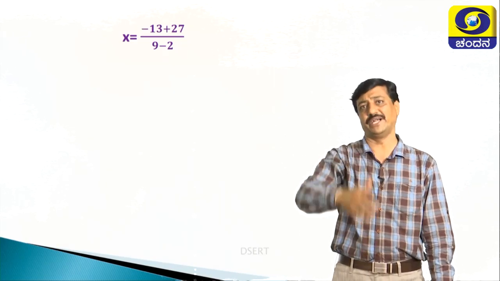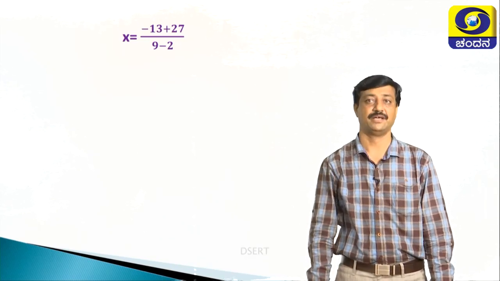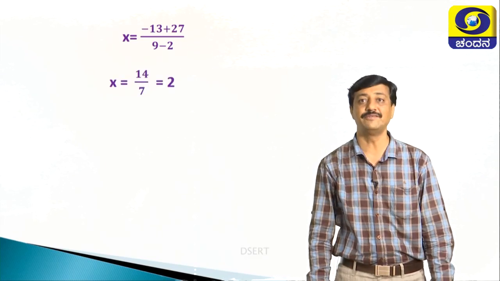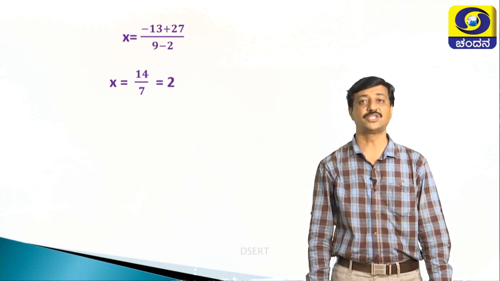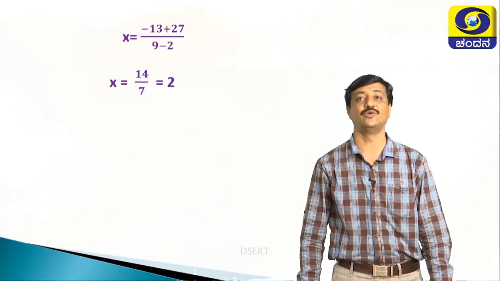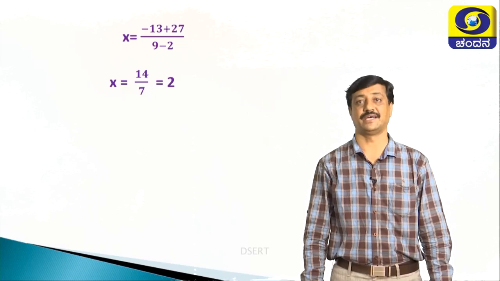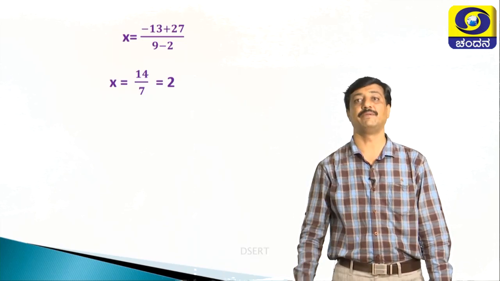Just look at the numerator: one is negative, another is positive, so you go for subtraction. Minus 13 plus 27 gives 14, and 9 minus 2 gives 7. After division, you will get the value x is equal to 2. In this way, you can get the value of x as 2 by the cross multiplication method.